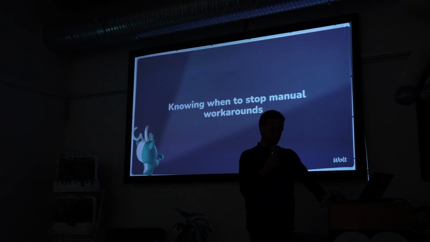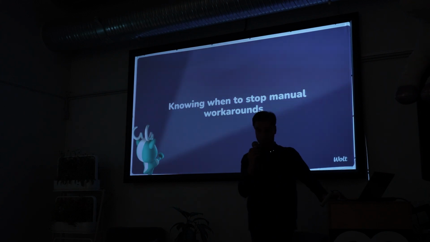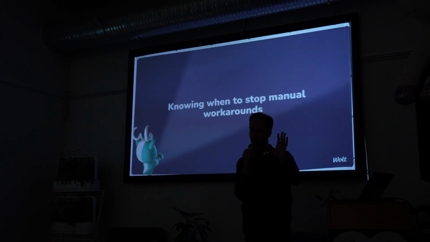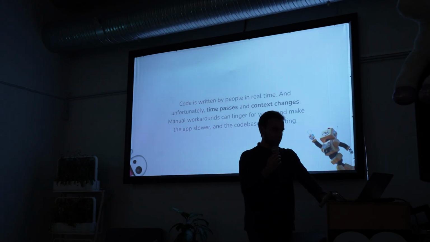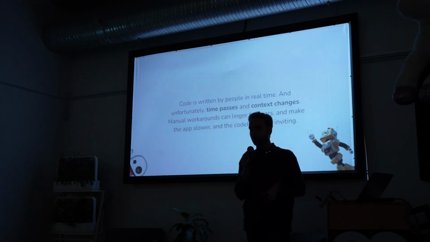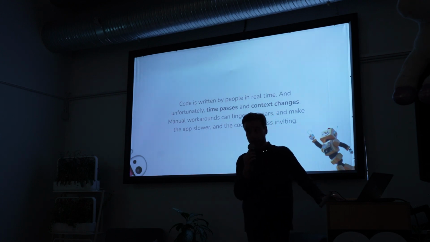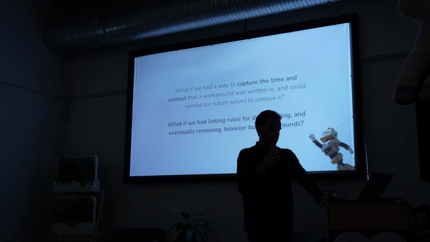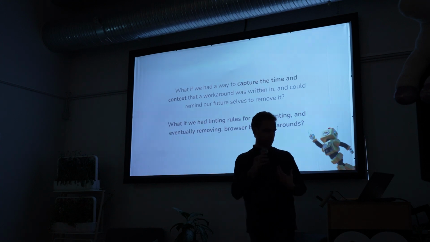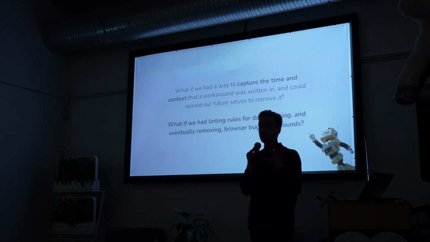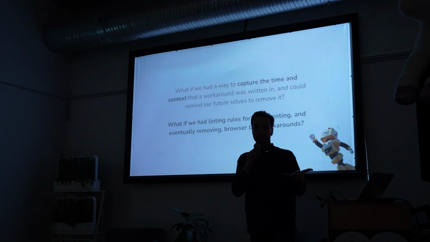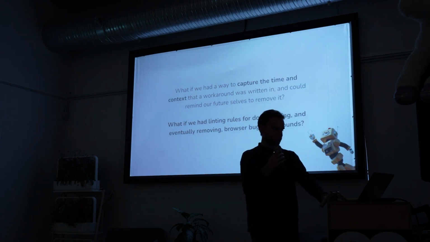So that's the last thing I want to talk to you about: how would you stop working around these, specifically manual workarounds, because we can do it for the automatic methods, right? We have the technology. And I have this theory that code is written by people in real time, but unfortunately for you, or for me especially, time passes and the context changes a lot. And I think the workarounds will stay in the code base, and they will, in the worst case, make the code base slower. In the best case, they will make the code base less inviting. So I was thinking, can we have a way to capture this time in context a little bit to say, okay, this was written in this browser context, does this still apply? Do we have to still do these manual workarounds?